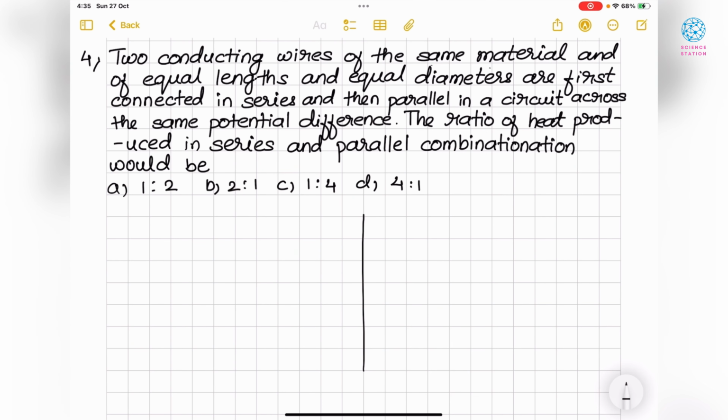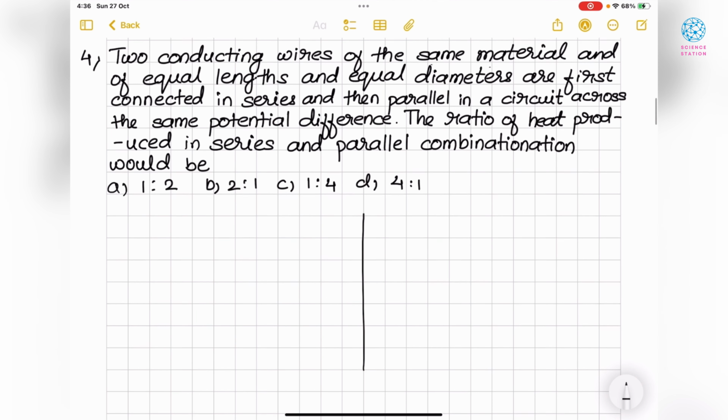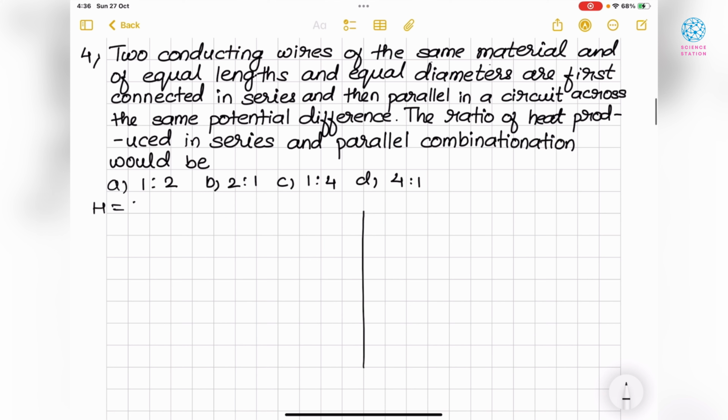Next is: two conducting wires of the same material and of equal length and equal diameters are first connected in series, then in parallel across the same potential difference. The ratio of heat produced in series and parallel combination will be dash. So see, H will be equal to I square RT.